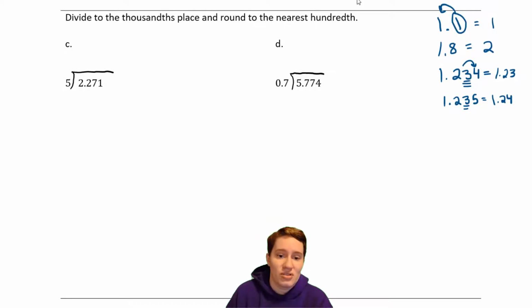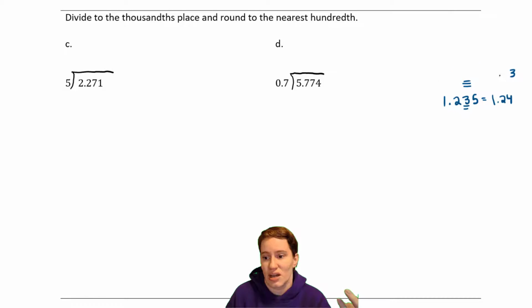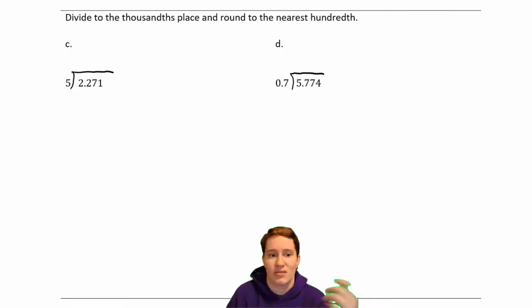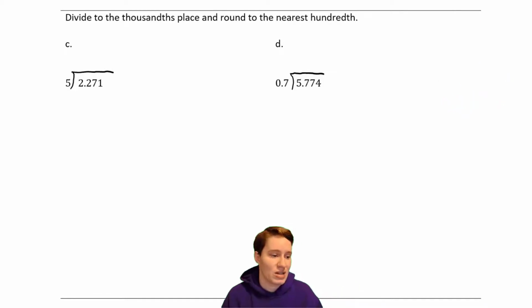Okay, so as you're doing these, if the issue ends up being a rounding issue, you can hopefully talk to your parents, siblings, whatever, and get a better idea of how to round. If the issue is still division, then that's a different issue entirely. So it's important to realize where the issue is happening here.